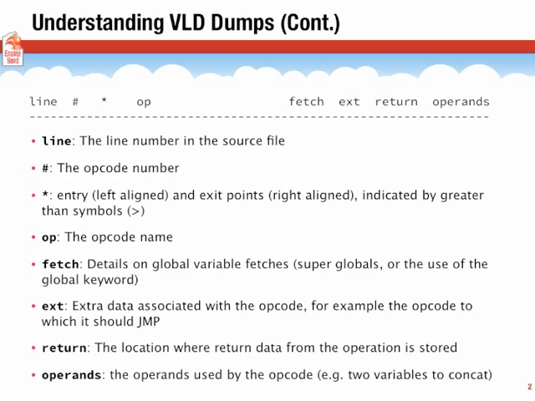The table columns are the line number in the source file, the opcode number, entry and exit points indicated by left or right aligned greater than signs, the opcode name, details on global variable fetches, for example, superglobals and the global keyword, and extra data associated with the opcode. For example, if there is a jump opcode, that will contain the number of the opcode to which it will jump to, the location where return data will be stored, and finally, the operands used by the opcode. For example, two variables to concatenate.